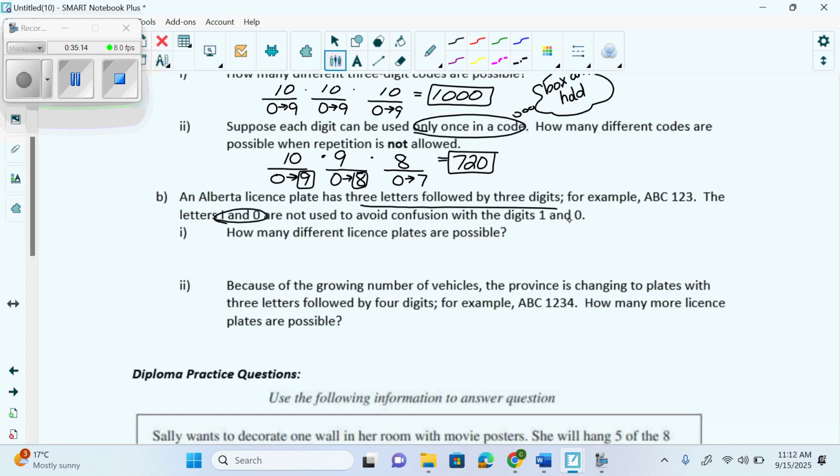Now, how many different license plates are possible? Does it say anything about not repeating? No. If it's a word, then I assume I can't repeat. But unless it's a word, if it doesn't say I can't repeat, I could have AAA111. Correct? Technically? Okay. So, the letters I have are A to Z, which is 26. Now do I have 25, 24?